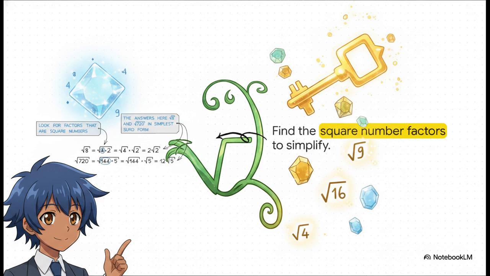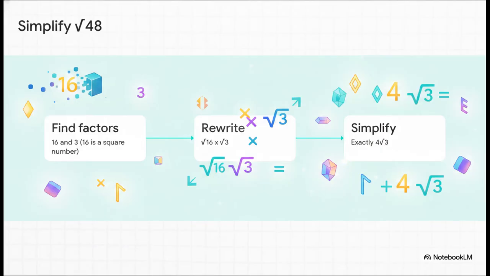So root 8 is really just root 4 times root 2. And since the square root of 4 is exactly 2, we can just simplify this whole thing down to 2 root 2. Finding and pulling out that perfect square factor makes the whole problem smaller and vastly easier to work with. Let's walk through this 3-step mechanic visually with a slightly tougher one.